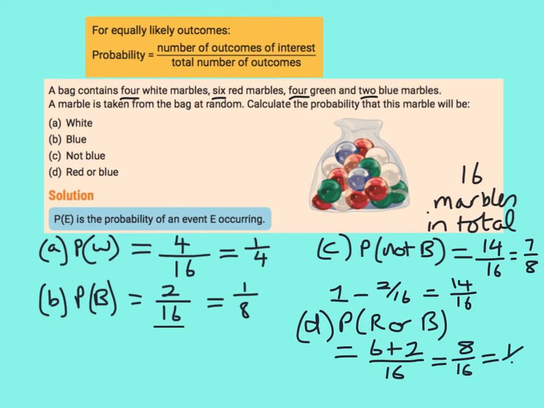Okay guys, so go ahead and attempt the homework on this. It's question 17 and 18.